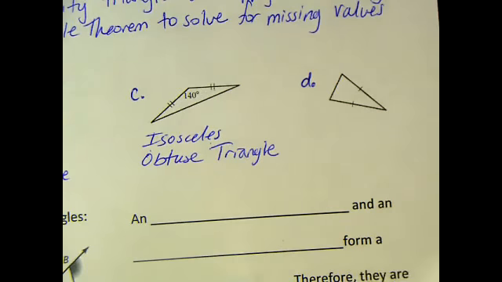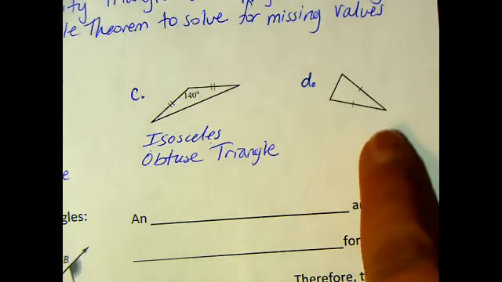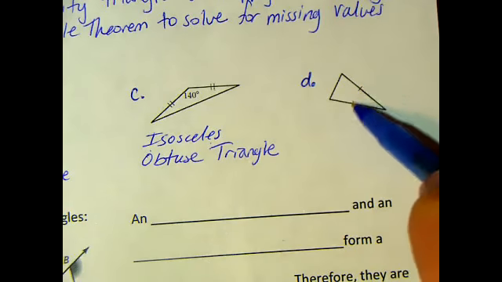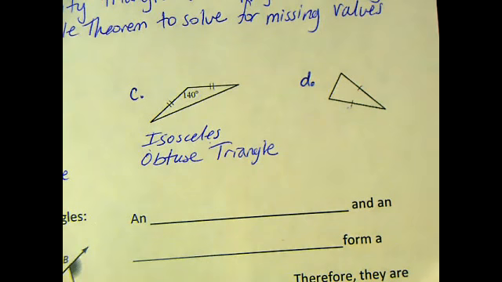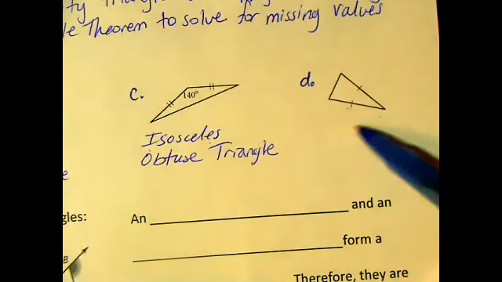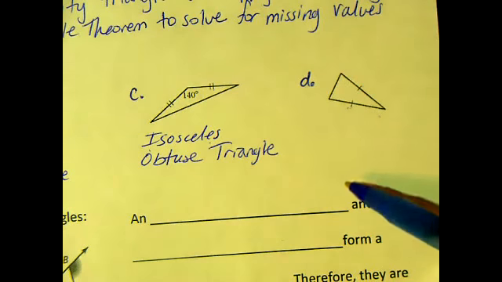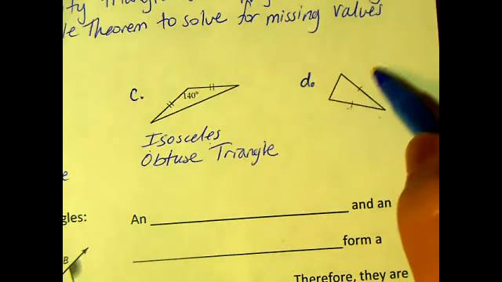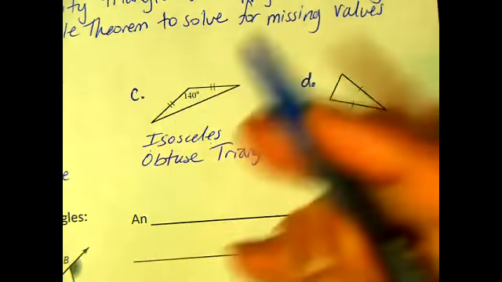And then we come over here for D. Once again, we see two sides with the same number of markings. So if I had a third side, this would be equilateral, right? Because I would have three congruent sides, but I only have two congruent sides. So once again, this is isosceles.